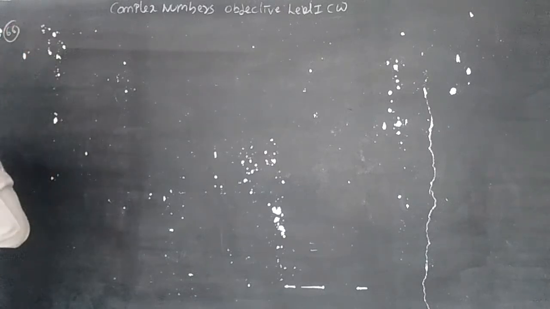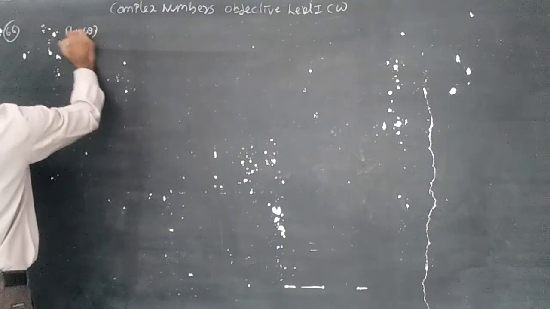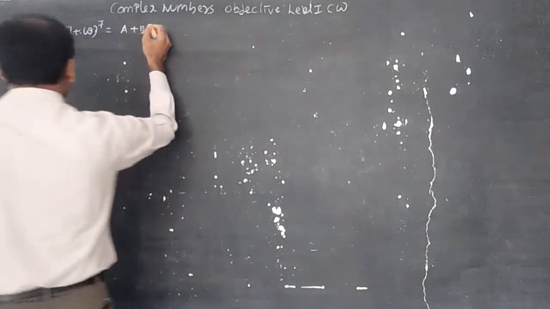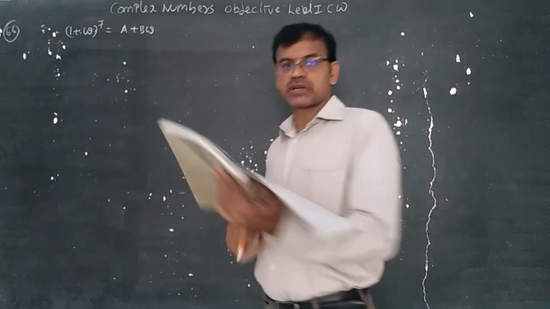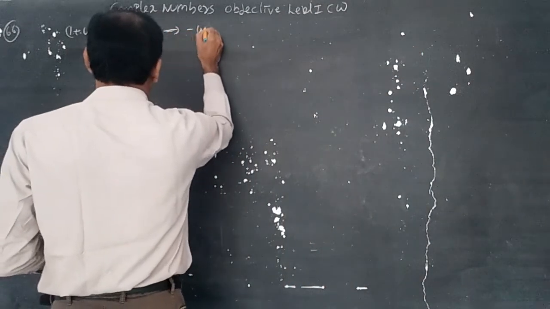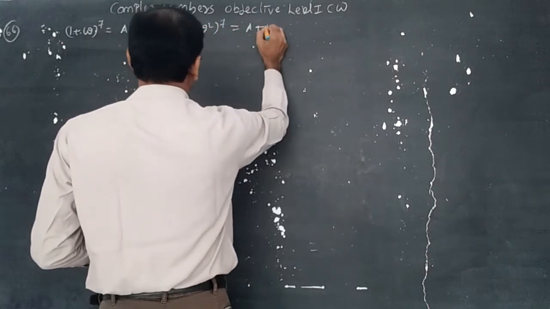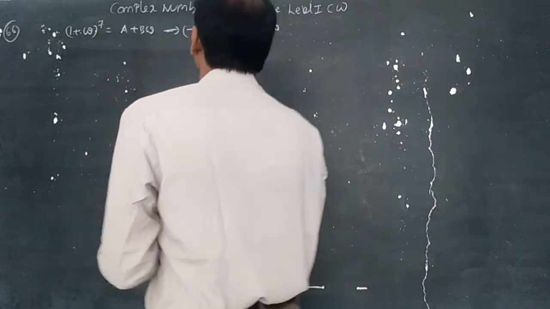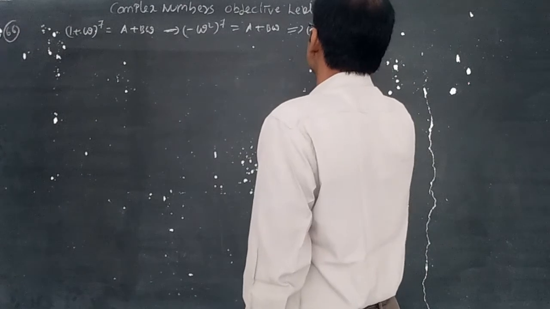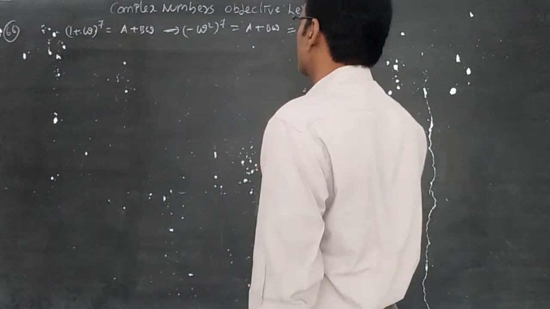If omega, of course not equal to 1, is a cube root of unity, 1 plus omega whole power 7 is equal to a plus b omega. Then a and b are respectively the numbers? So find the value. Of course, 1 plus omega, meaning we know that minus omega square power 7 is equal to a plus b omega. You can understand minus 1 power 7 into omega power 14.